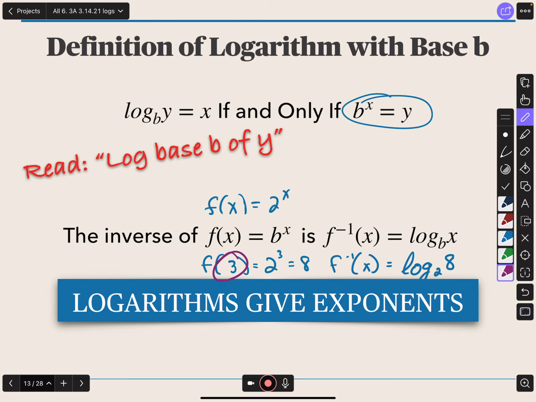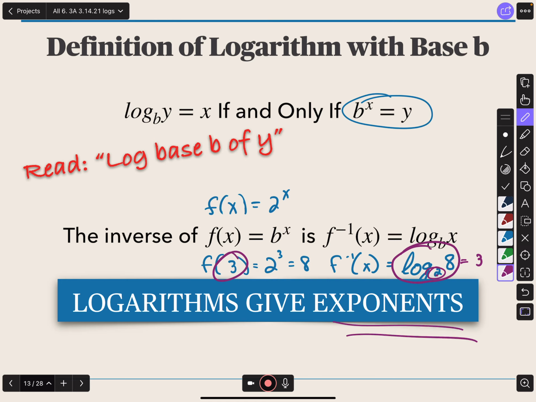So the function takes 3, maps it to 8. The inverse takes 8, and maps it back to, in this case, 3. This logarithm is saying 2, the base, to what power gives me 8? And the answer is 3. So logarithms tell us exponents.